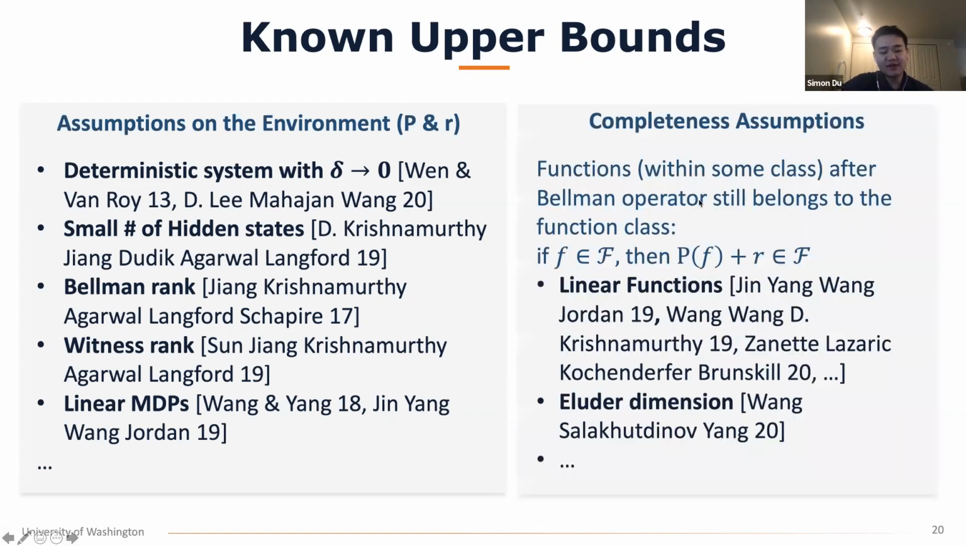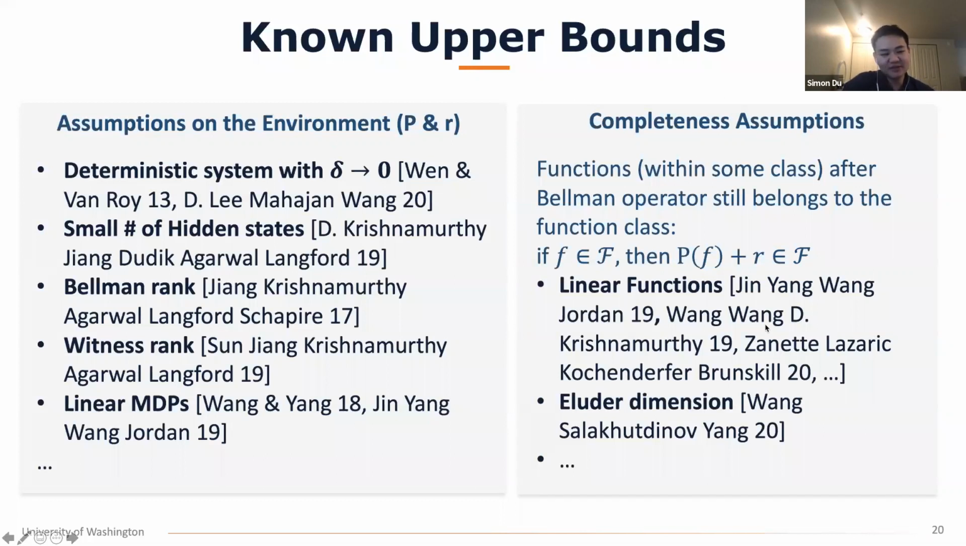There's another class of assumptions called the completeness assumption. It's a little bit weird. It assumes that, say, your Q function is in some function class, and after applying the Bellman operator it is still a linear function. The Bellman operator applies your transition function on your function, plus the reward function. So after this operation, the function still belongs to, say, the linear function class.